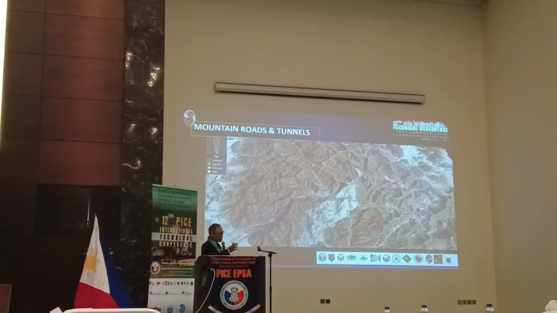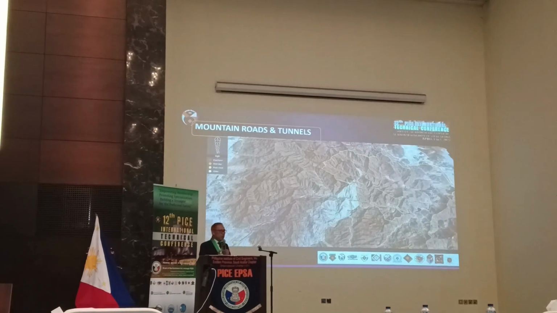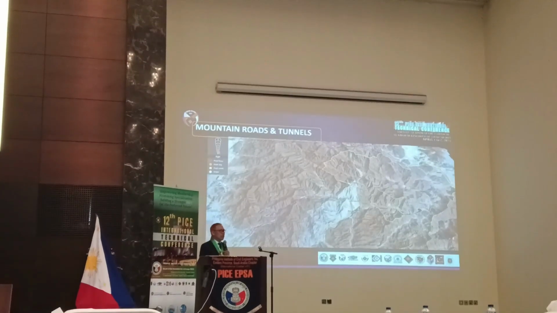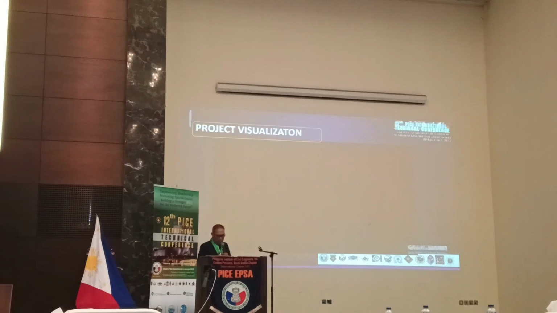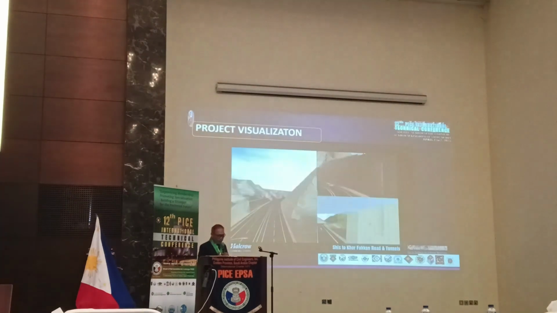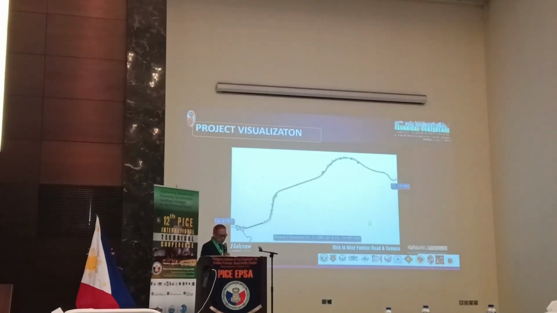So, rolling terrain. Mostly when you speak about Hajar Mountain, this is a terminology used for rock formation with elevation ranges from 400 to 750 meters. A quick visualization of the project.